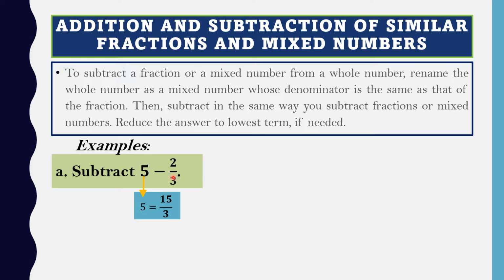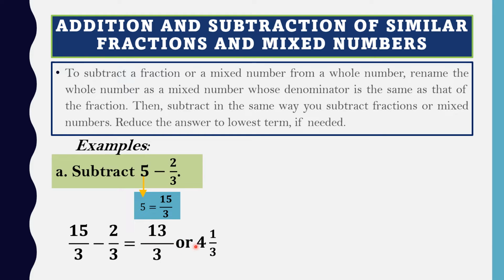Or we simply multiply the denominator of the fraction to our whole number. So 3 times 5 is 15. And of course, divide it again by the denominator for us to get 5. Now we can already apply what we have learned earlier. Simply copy the common denominator, which is 3, and then subtract the numerators. So 15 minus 2 is equal to 13. We can also express 13 over 3 as a mixed number.